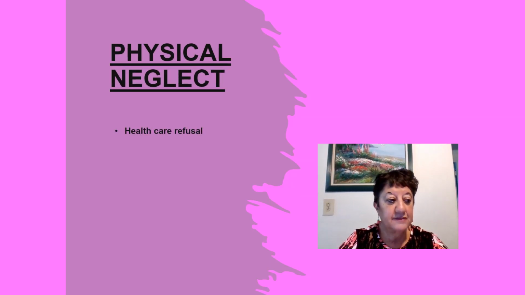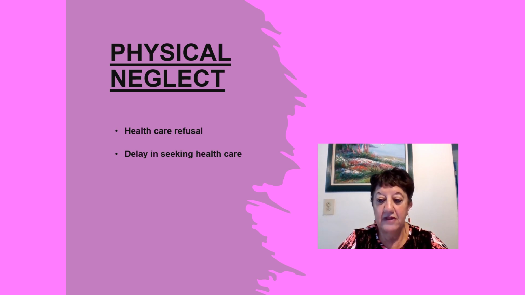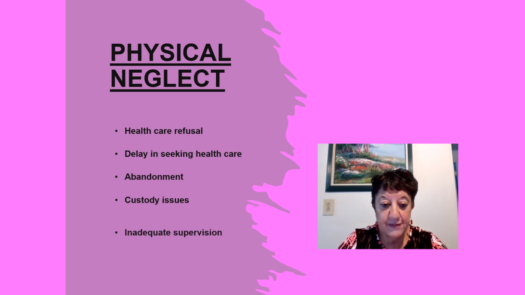So physical neglect, what is exactly physical neglect? Healthcare refusal: the parent doesn't do timely appointments, or delays in seeking health care. They wait till something gets really bad for the child. Abandonment: maybe they keep leaving the child at an early childhood program late. Custody issues: maybe they refuse to hand over the child to the other parent, or they don't pick up the child on time, or they miss their appointments.